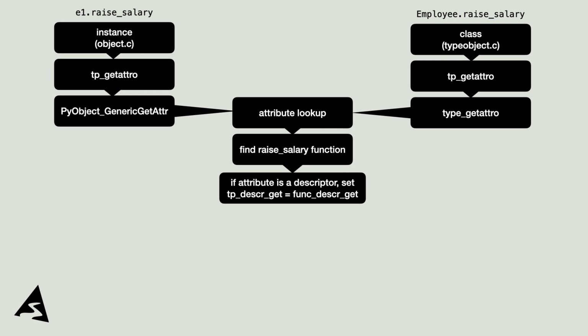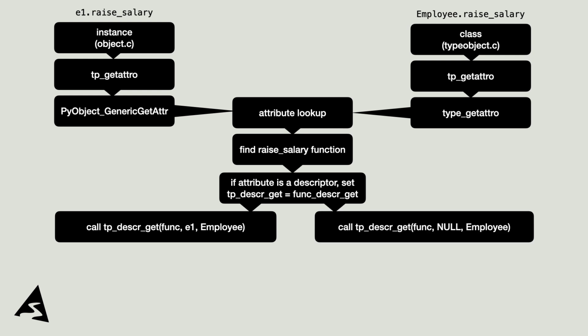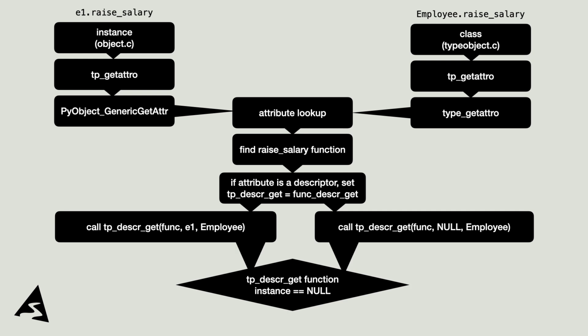It then assigns the function descriptor to tp_descr_get. The instance implementation then calls the descriptor with 3 arguments: the descriptor itself, the instance, and the owner, which is class Employee. In the class case, the descriptor is called with null instead of an instance. Finally, inside func_descr_get, this difference determines the result.